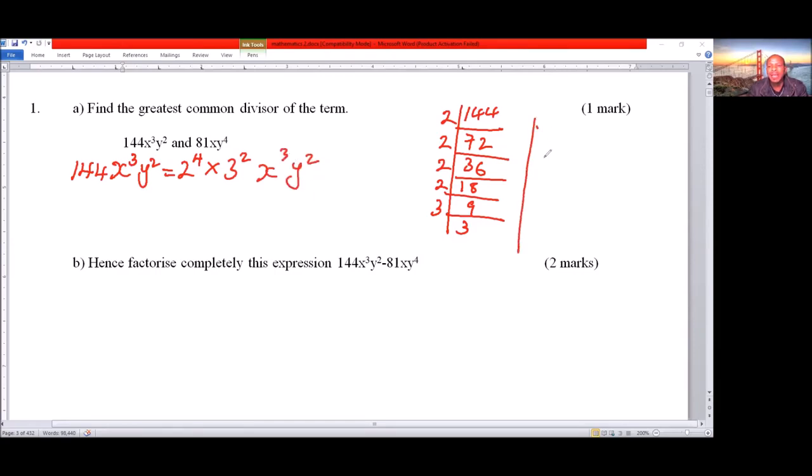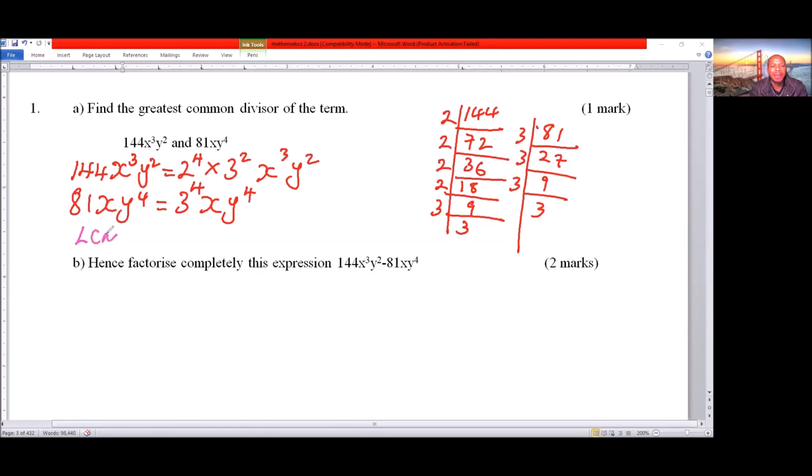Then let's deal with the 81. So 81, divided by 3 is 27. By 3, you get 9. By 3, you get 3. So it means that 81xy to power 4 is equal to 3 to power 4, then we multiply by x, and we have y to power 4. So we have said that getting the LCM, we take the factors with the highest power or index.